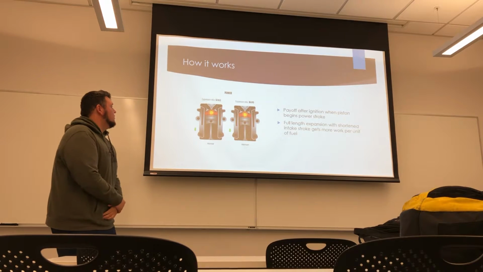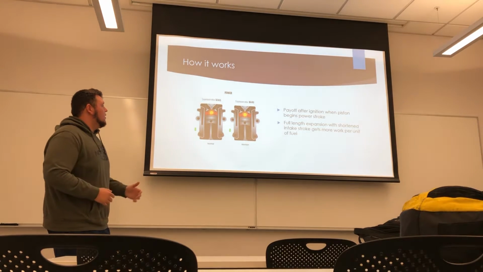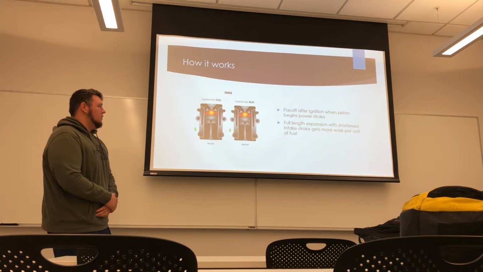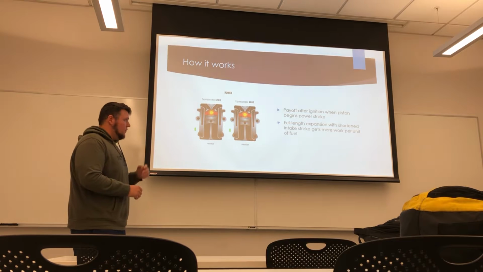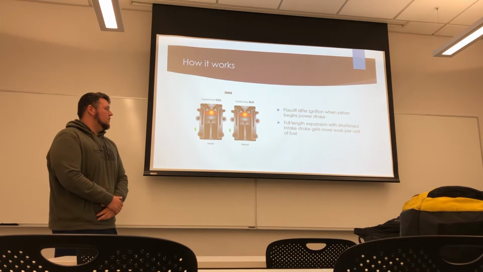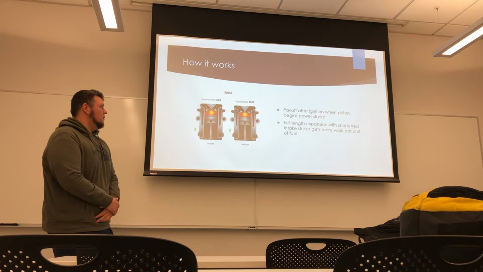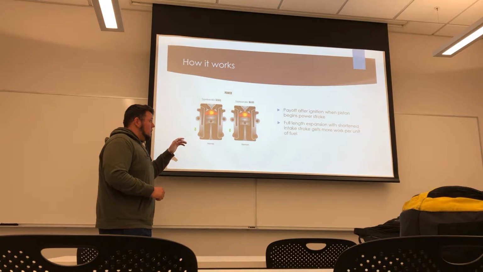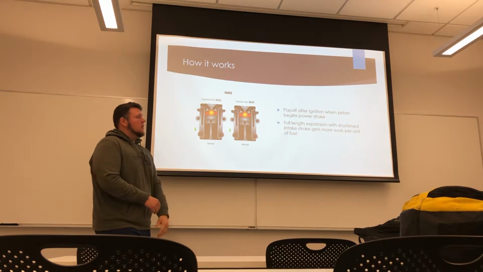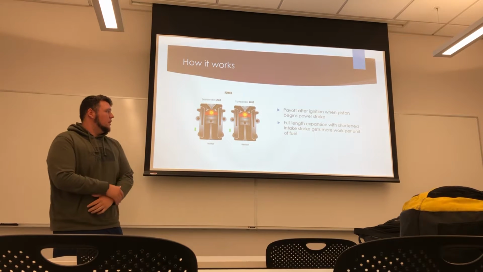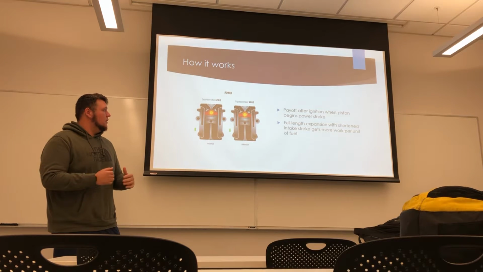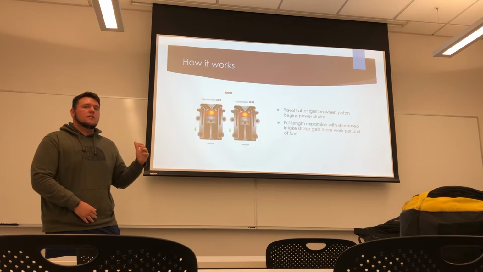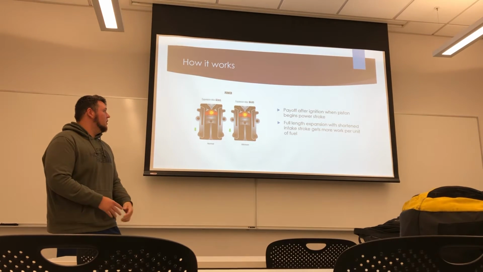Next one. So during the power stroke, the payoff of the Atkinson cycle is after ignition, when the piston begins the power stroke. The full length expansion with short intake stroke gets more work per unit of fuel. So since there was less fuel being compressed, whenever it expands, it's less pressure, and that's what makes the expansion ratio bigger than what an Otto cycle expansion ratio would be.